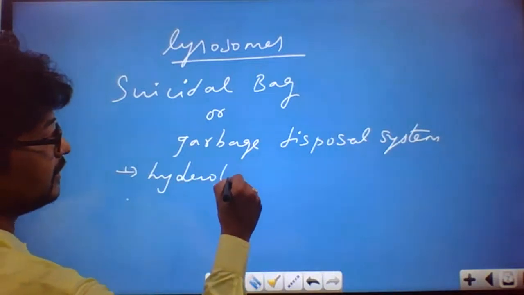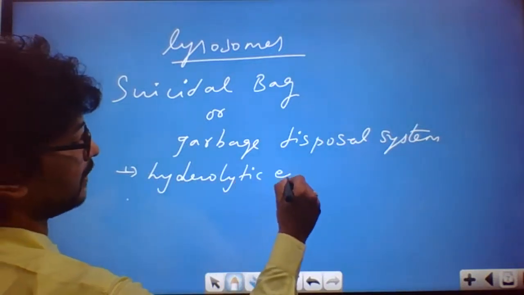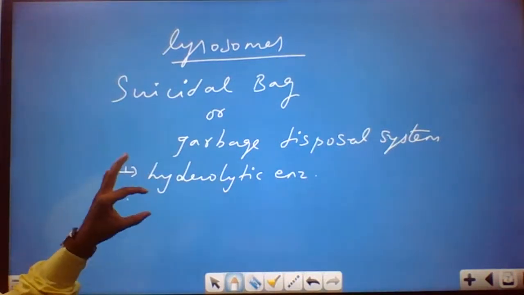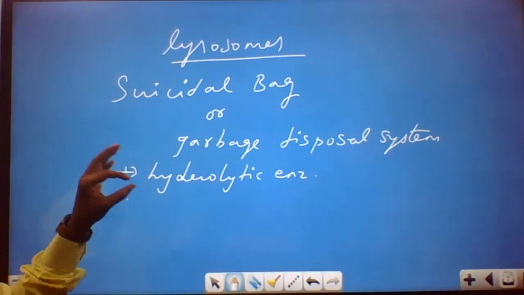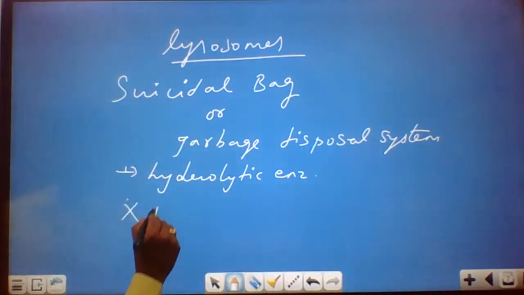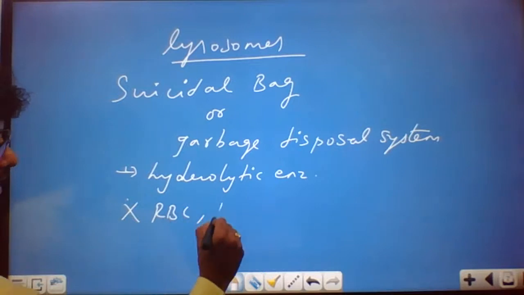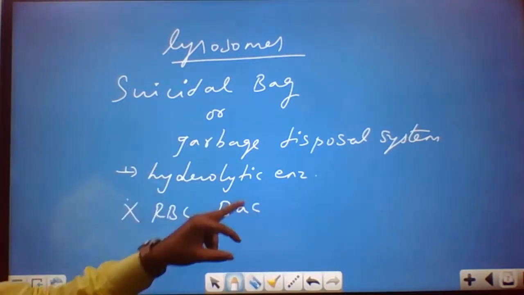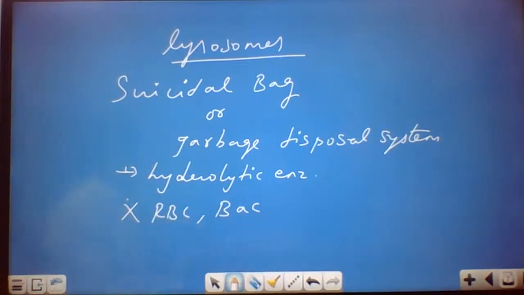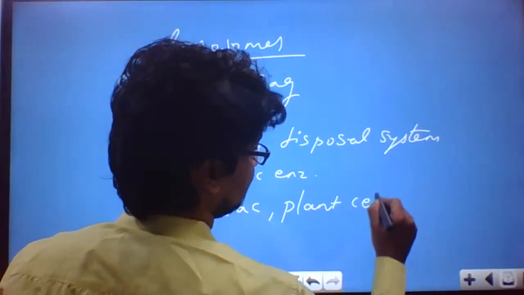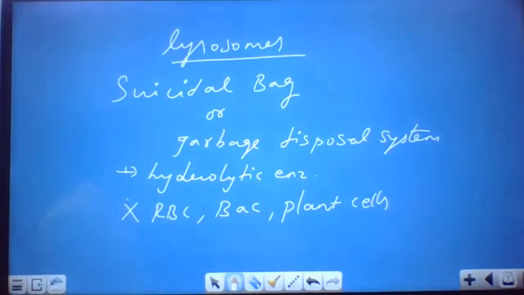And lysosomes have a particular property: they consist of hydrolytic enzymes. Mostly, this is not present in RBC. The lysosome is absent in RBC. It's also absent in bacteria and in prokaryotic cells, and you also cannot see this type of lysosome in plant cells.